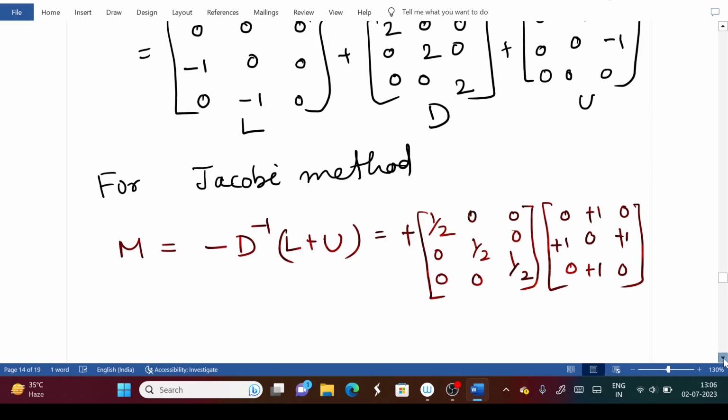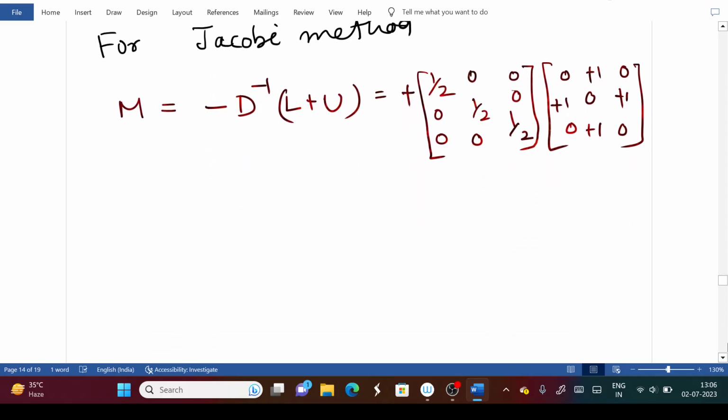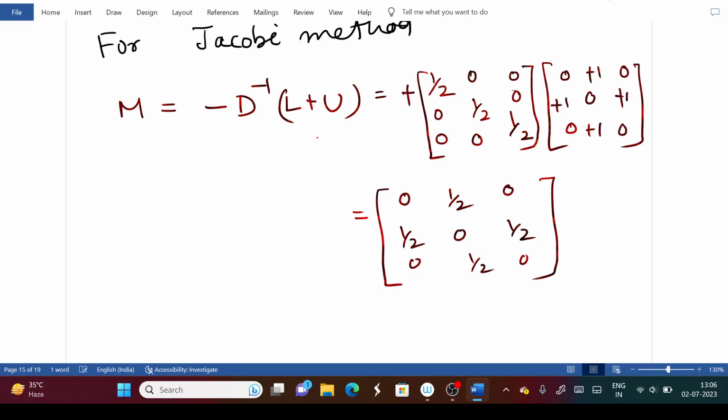We know that when a scalar matrix is multiplied to a given matrix, each element of that matrix is multiplied by that scalar. So how much is it? 0, half, 0, half, 0, half, 0, half, 0. Every element I have multiplied by half. So this is my target for the Jacobi method.